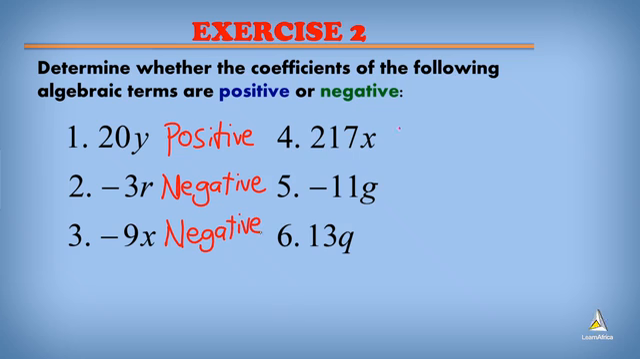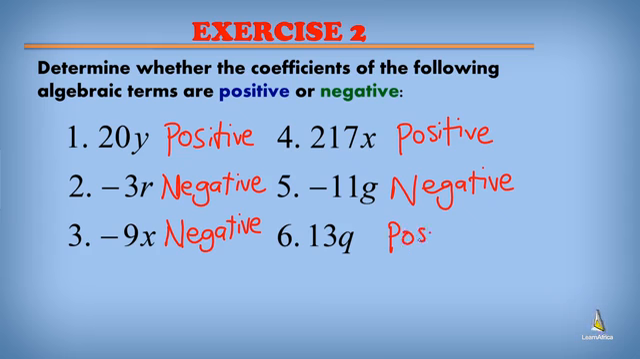Here we have a positive coefficient and a negative coefficient, and then a positive coefficient. I'm sure that was quite easy, wasn't it? All right.